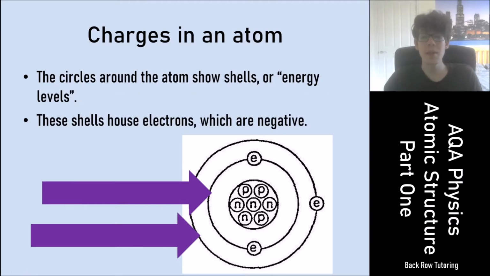The circles around the atom show shells or energy levels. These shells house electrons which are negative. On this diagram there's 2 shells, and they house or keep in the electrons which go around the nucleus.